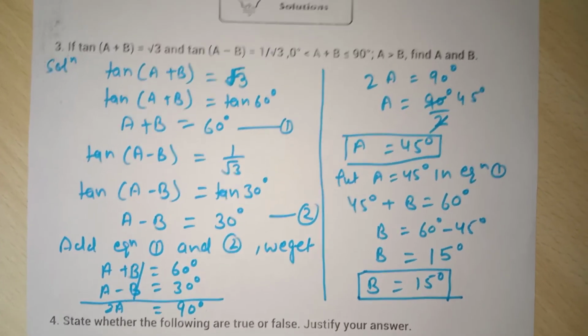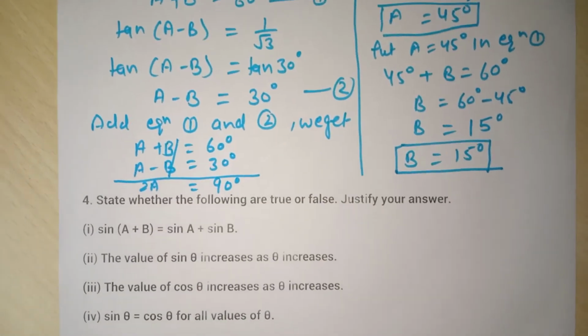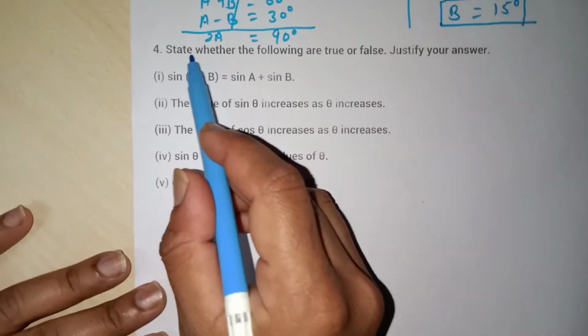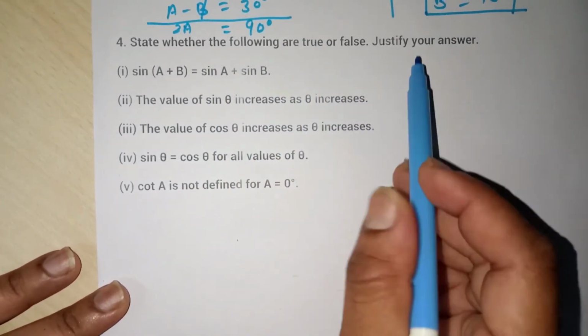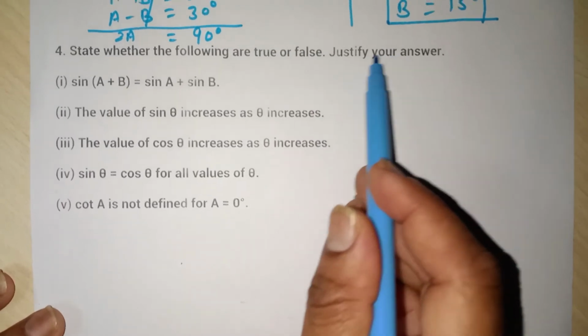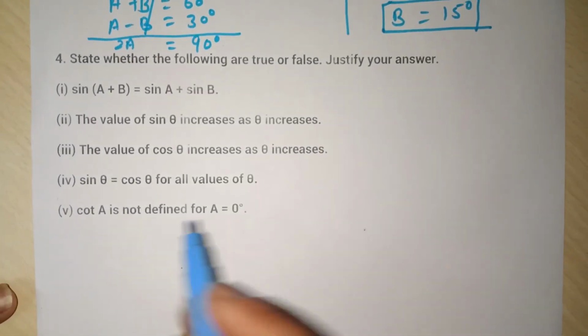I hope you understand this question. Now move to question number 4 of this exercise. State whether the following are true or false. These are true false questions. Justify your answer, and we have to justify the answer also.